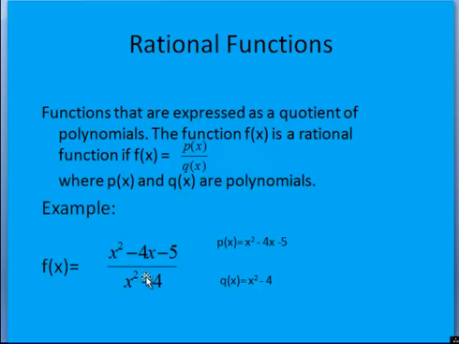And you would notice down here we have a polynomial, x squared minus 4x minus 5, over x squared minus 4, divided by. So here's an example of a rational function. We'll be using this one all the way through our slideshow, so we'll eventually be graphing this thing.